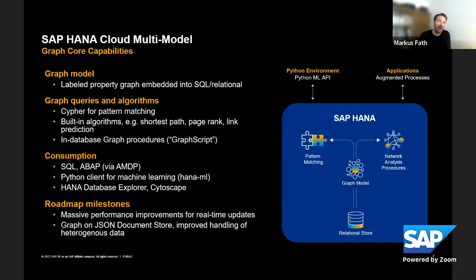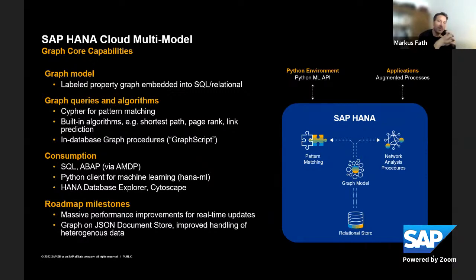This pattern matching can be expressed in a language called Cypher, which is put forward by Neo4j, one of the leading graph databases. Next to pattern matching, we do support a set of built-in algorithms that allow you to evaluate, for example, a shortest path between A and B.